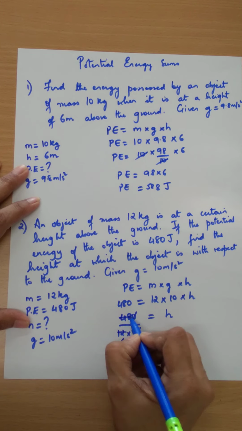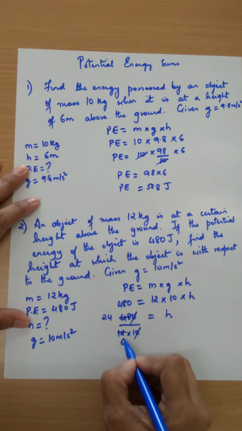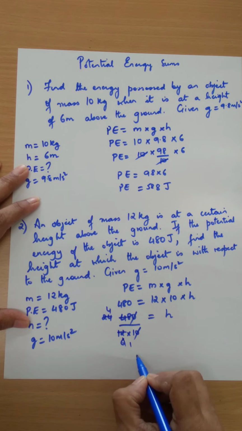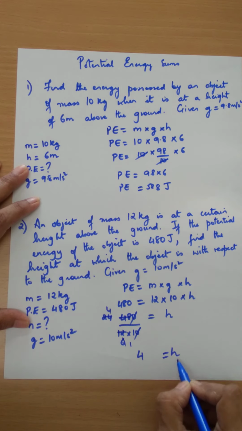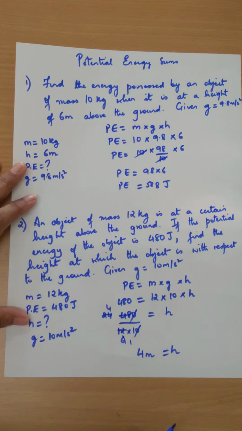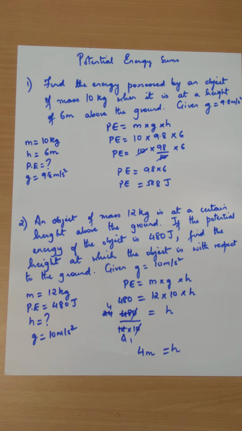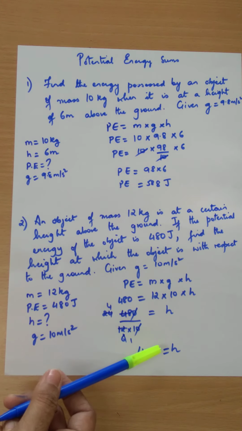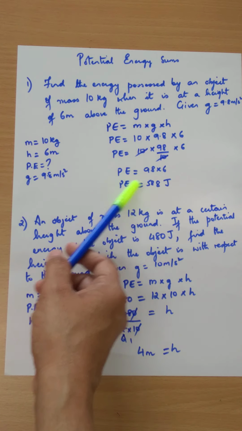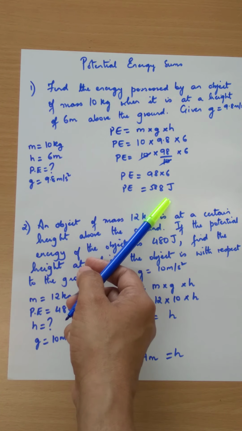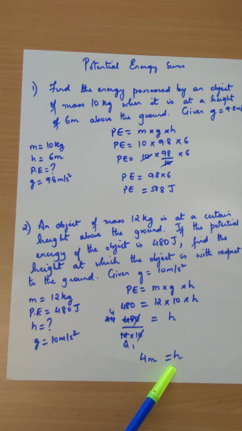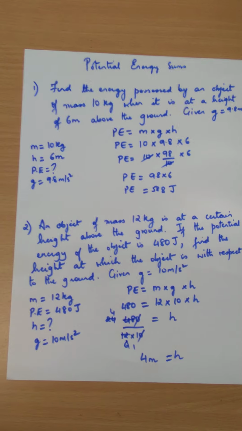2 6s are 12, 2 2s are 4, 2 4s are 8. 6 1s are 6, 6 4s are 24. So 4 is the height. Height is measured in meters. So this will be 4 meters. So depending on whatever is asked at the end, you have to write that unit. In this case, potential energy is asked, so the unit is joule. In this case, height is asked, so the unit is meter. So depending on whatever is asked, you have to substitute the value.